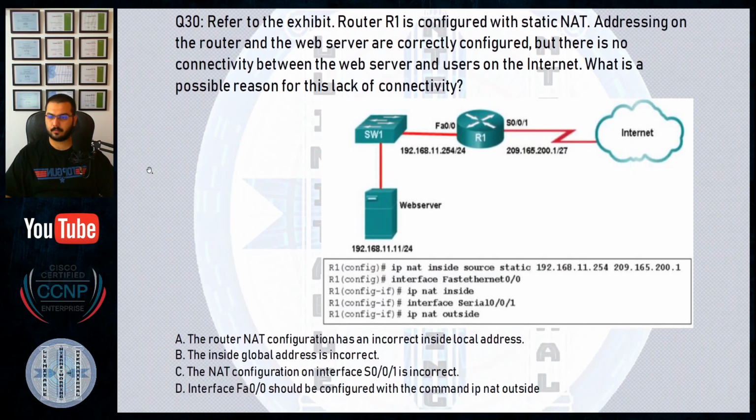30. R1 is configured with static NAT. Addressing on the router and the web server are correctly configured, so I will not change this IP, the config here, neither the config here. Then, but there is no connectivity between the server and the internet. So what do we have?